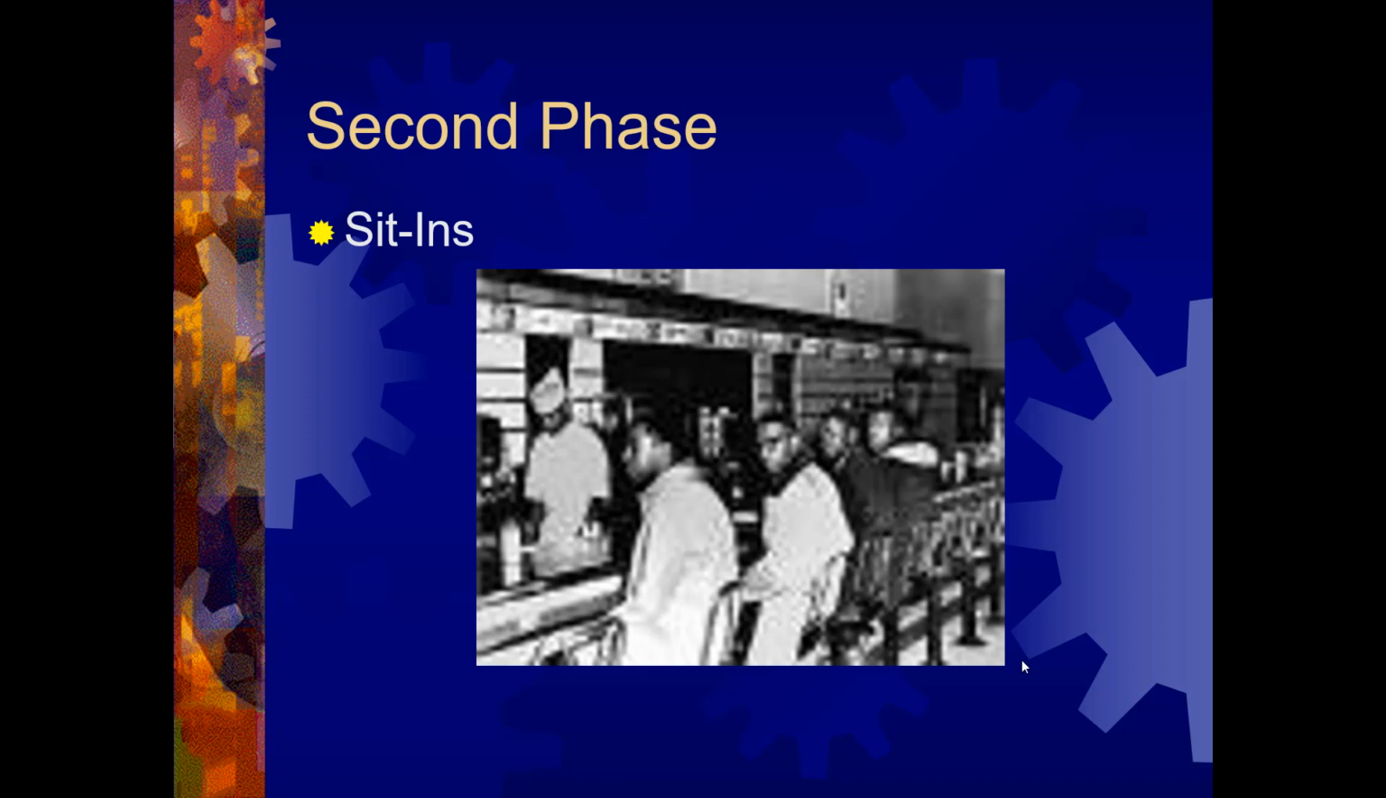There were some groups, certainly, that thought that the tactics of the first phase, the legal cases and the boycotts, were not producing change fast enough. Now remember, the Brown decision was in 1954. By 1960, we still didn't have widespread school desegregation.